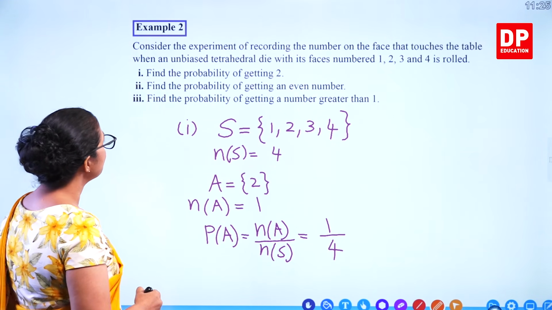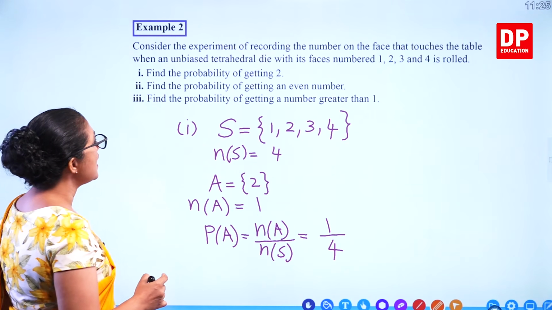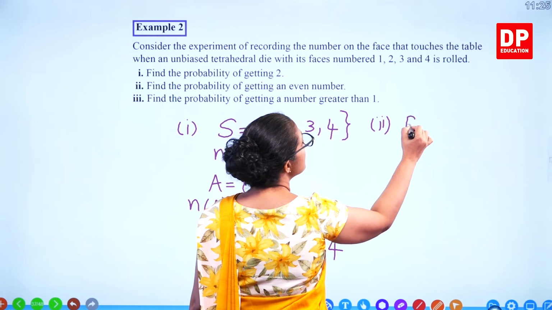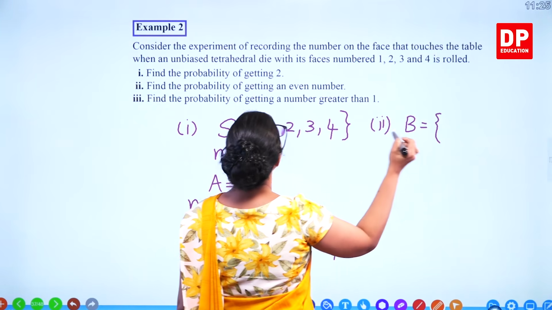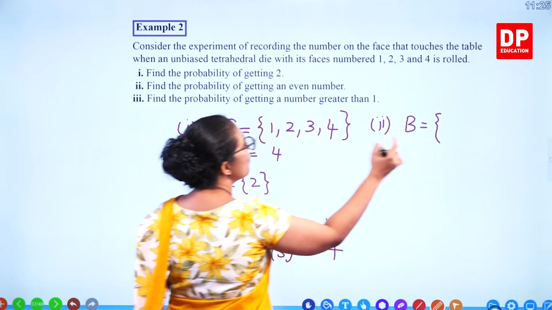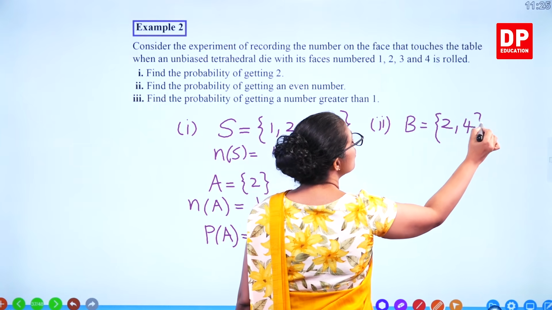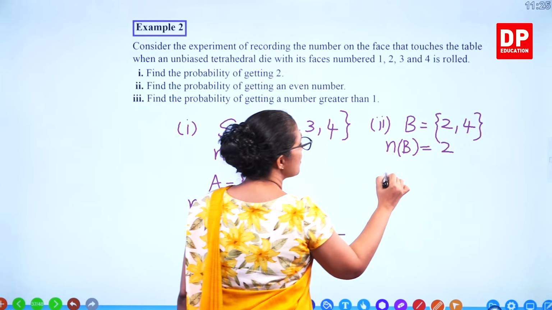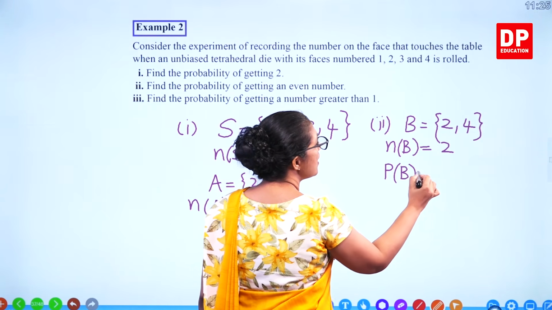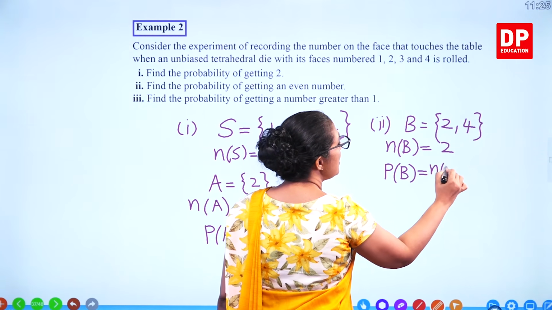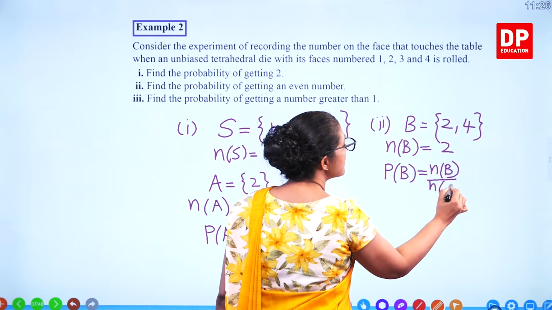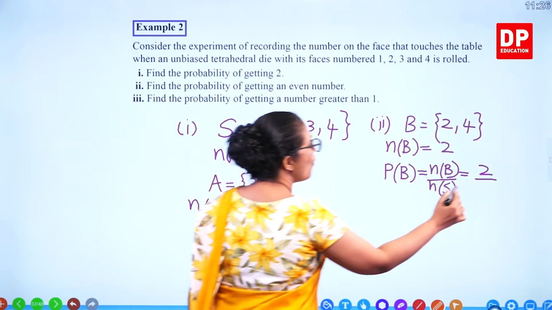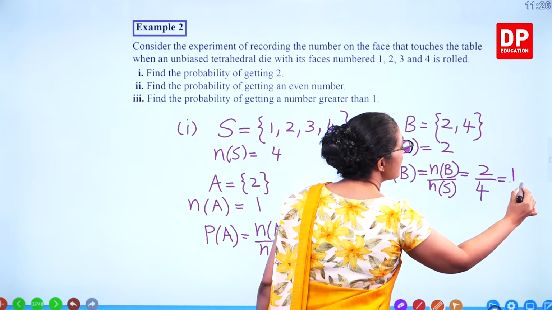Second one, find the probability of getting an even number. What are the possibilities? We'll say B is getting even number. 2, 4. So you get 2 possibilities. So what's the probability of getting even number? NB over NS, that's 2 over 4. 2 over 4 you can simplify and write half.